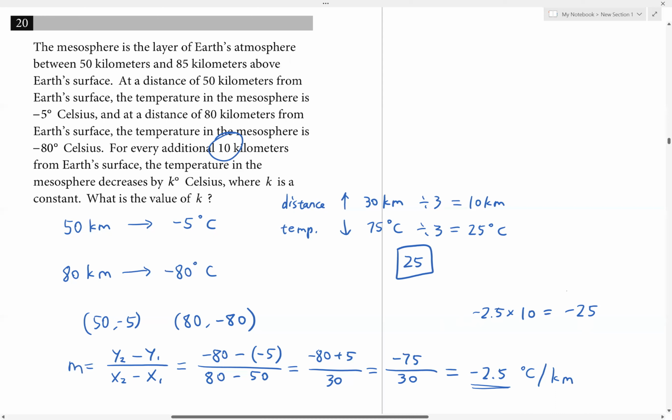Okay, so either approach, it's actually the same concept behind it. We find a difference in the temperature and a difference in the distance in kilometers, and then we divide the two numbers. The tricky part of this question is that it asks for 10 kilometers, so I had to think about that and make some adjustment to solve for 10 kilometers. Okay, so for this question, our final answer should be 25.